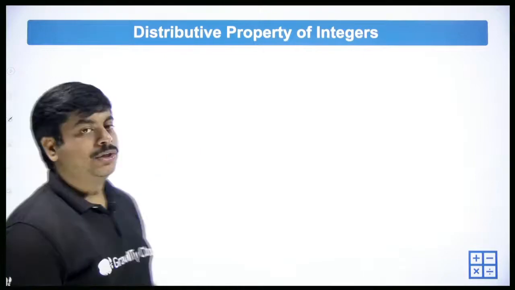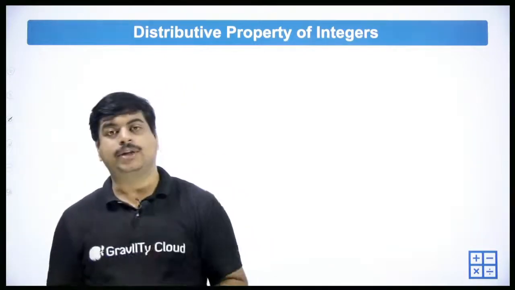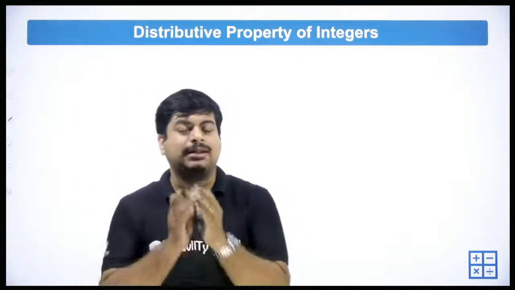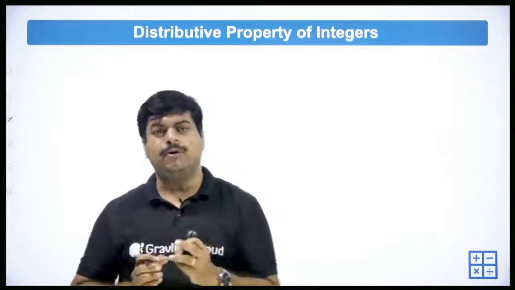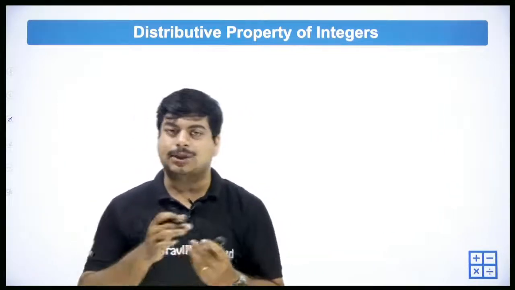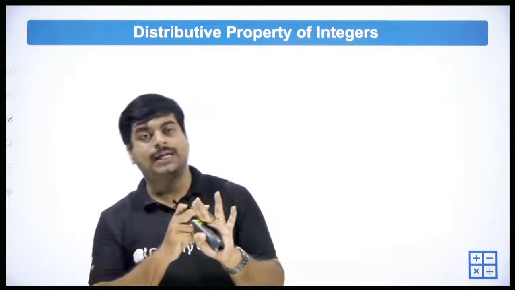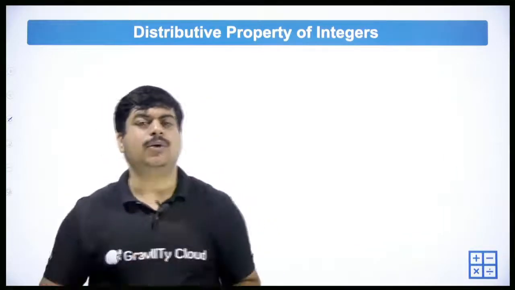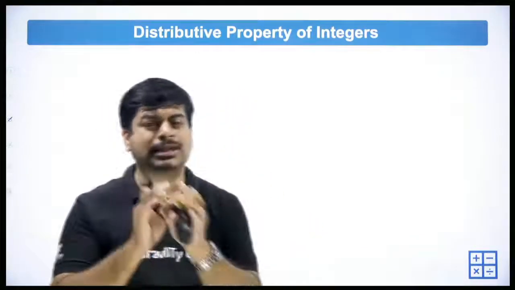In the next class, we are going to discuss the distributive property of integers. Just the way we have discussed closure and commutative, let me once again discuss these two for a small recap. Today we have discussed associative, and then we also discussed additive inverse, additive identity, multiplicative inverse, multiplicative identity, right? Let me tell you what closure and commutative are, just for your reference.